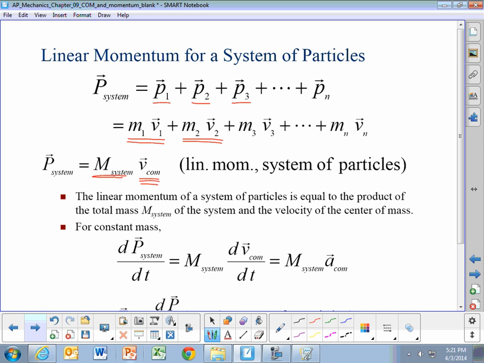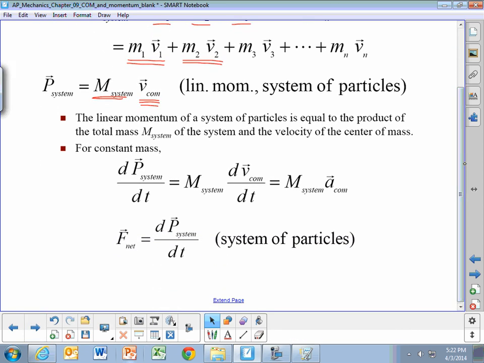If we think back to the video that I showed with the two carts colliding, the velocity of the center of mass of the system stayed constant. That showed that the linear momentum of that system stayed constant. The individual momenta changed. The momentum of the first cart changed, the momentum of the second cart changed, but the total momentum of the system did not change. That's going to be the whole key to the next chapter when we talk about conservation of momentum. So the linear momentum is equal to the product of the total mass of the system and the velocity of the center of mass of the system.